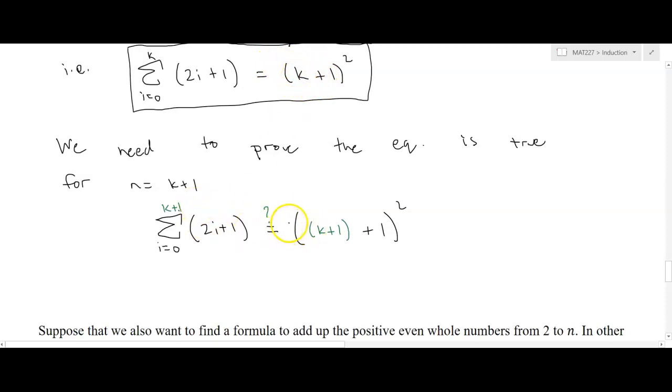But I don't know that these two things are equal to each other. I do see that this guy here is equal to k plus 2 squared, but I don't yet know whether these two things are equal to each other.